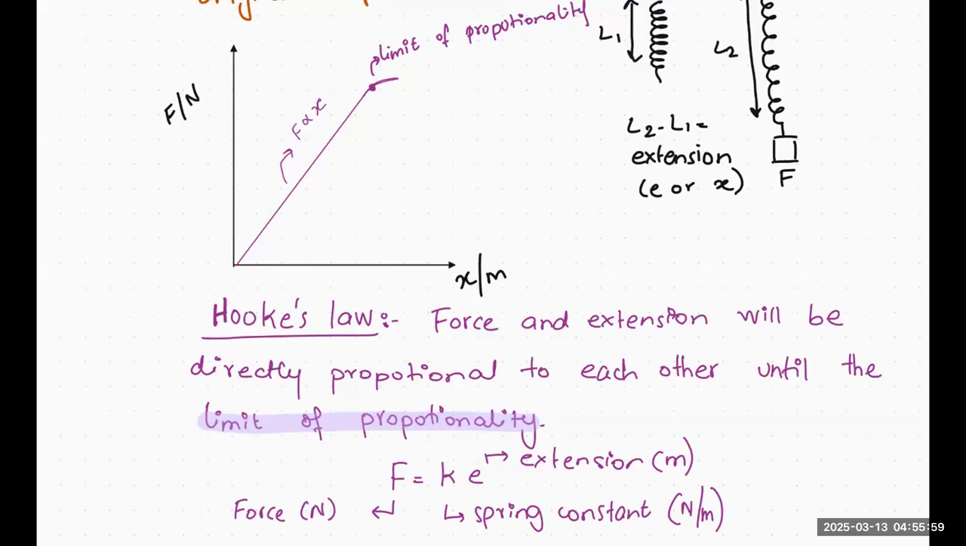Now, after the limit of proportionality, you get another point. This point is the elastic limit. Okay. Elastic limit is the point after which you will get the permanent deformation.